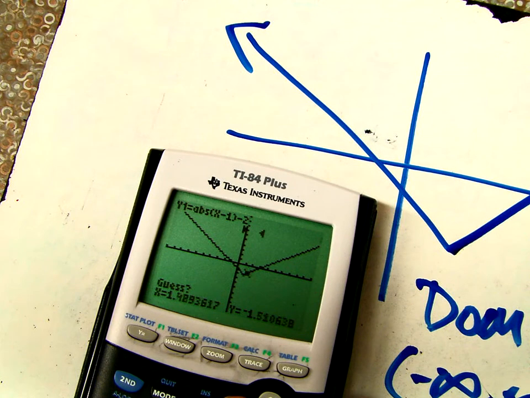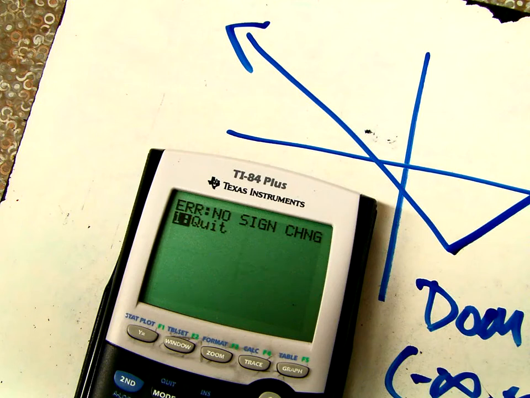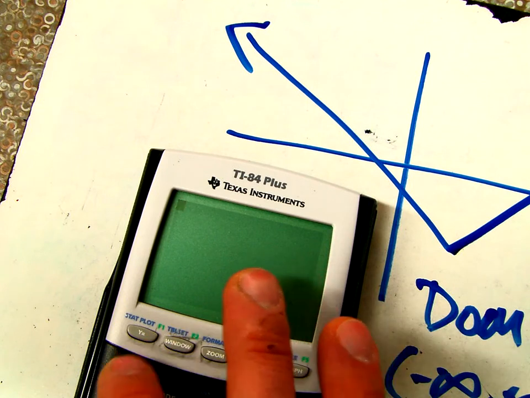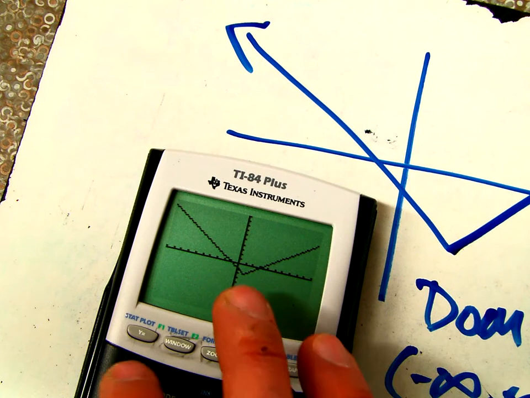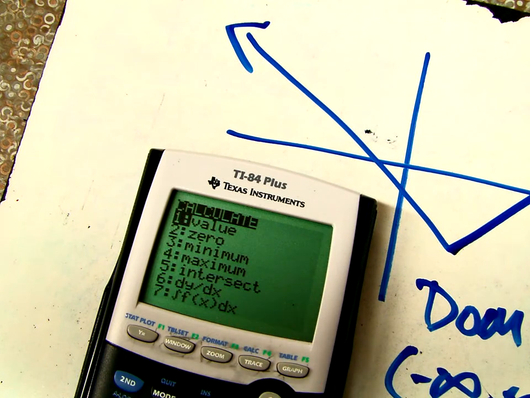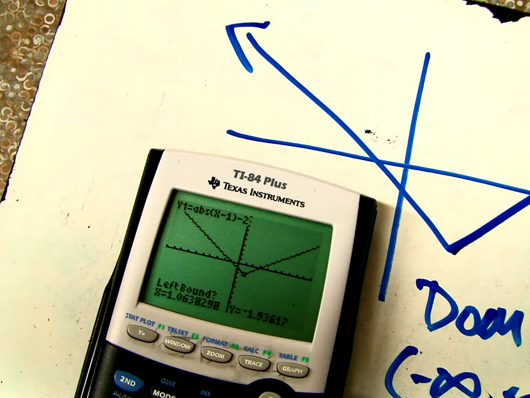Then you put the guess on what you think is the vertex. Hit enter. Oh, what did I do? I think I did second calc, minimum. Enter. Go to the right.